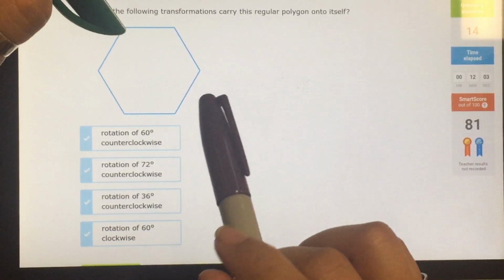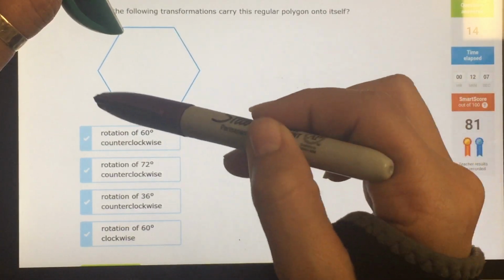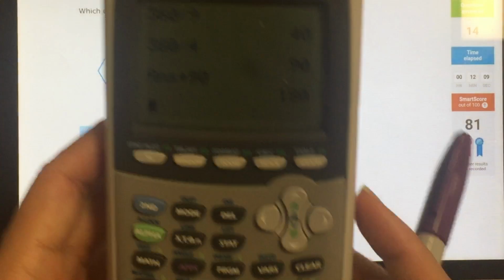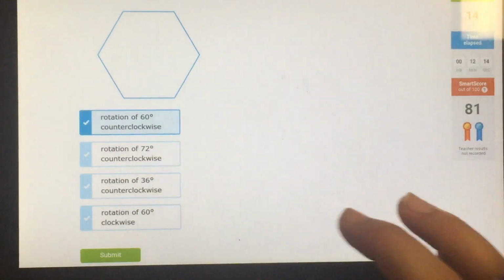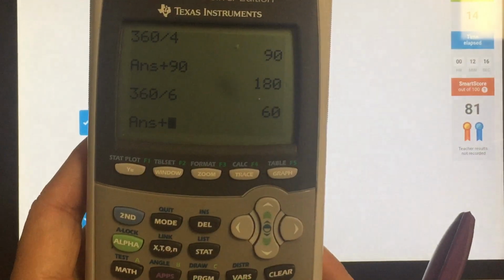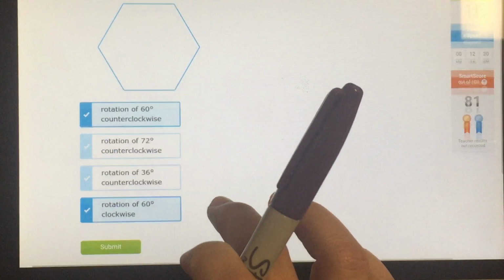All right, we'll do just one more, a regular polygon. So again, regular, just count the number of sides. That will be the same number of lines of symmetry. 1, 2, 3, 4, 5, 6. So it's a hexagon. So 360 divided by 6 will be multiples of 60. So 60 will work, left or right. The next number after 60 would be 120, and that's too big.